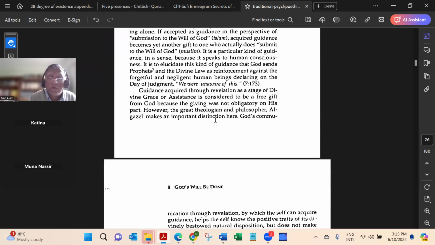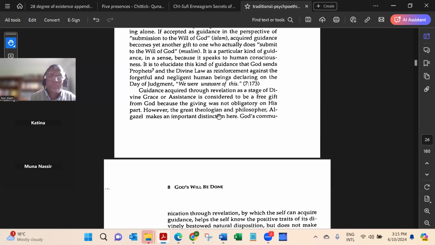It's a particular kind of guidance, in a sense, because it speaks to human consciousness. It is to elucidate this kind of guidance that God sends prophets and the divine law as reinforcement against forgetful and negligent human beings declaring on the day of judgment, "We were unaware of this." Qur'an 7, verse 173. Guidance acquired through revelation at the stage of divine grace or assistance is considered to be a free gift from God because the giving was not obligatory on his part.